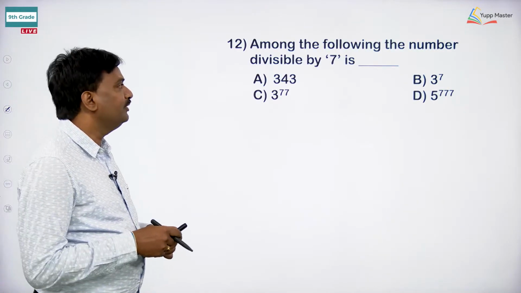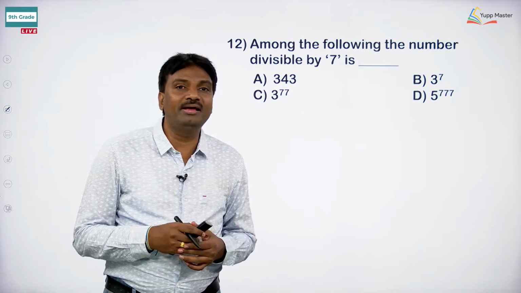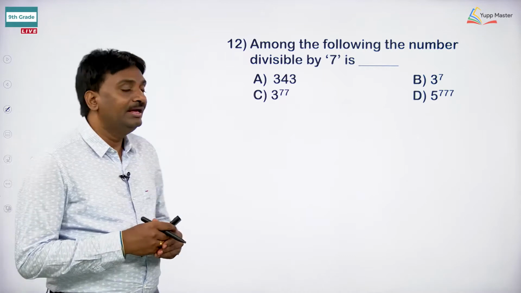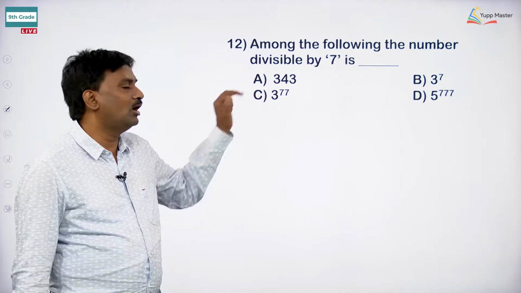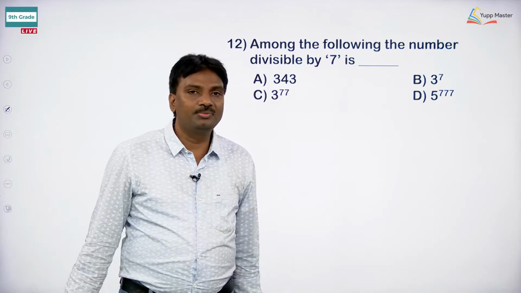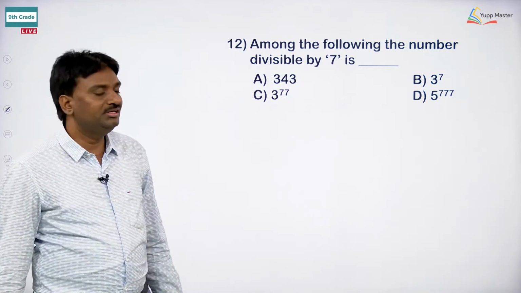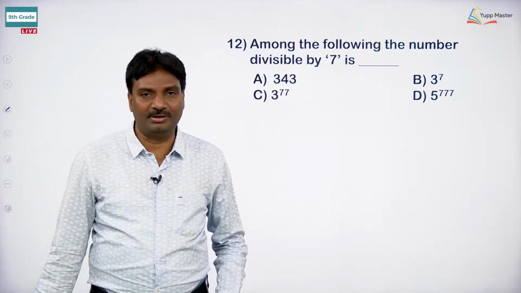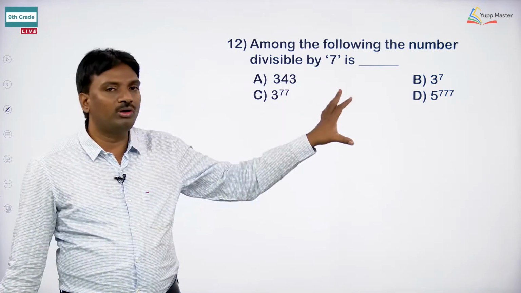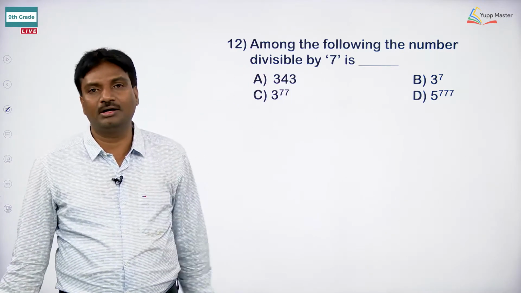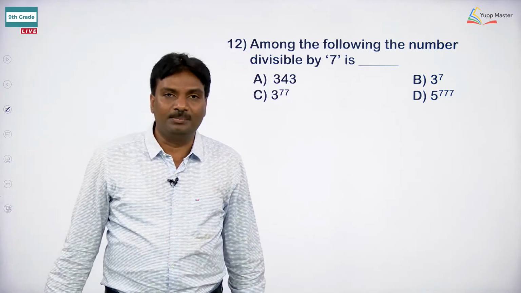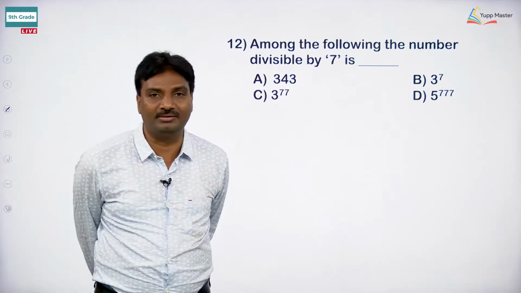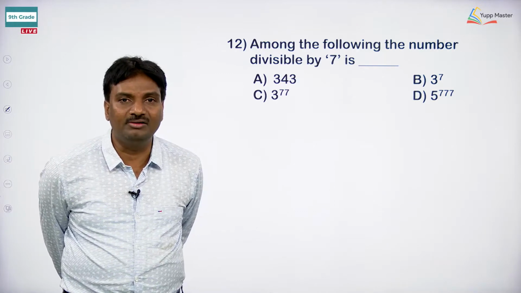So next, among the following, the number divisible by 7 is. Here the 4 options are given: option A 343, option B 3 power 7, option C 3 power 77, option D 5 power 777. By observing these 4 options, we have to choose the correct option with respect to the given problem: among the following, the number divisible by 7.